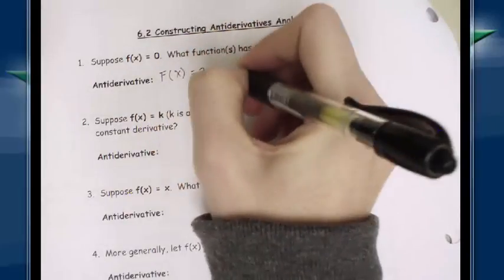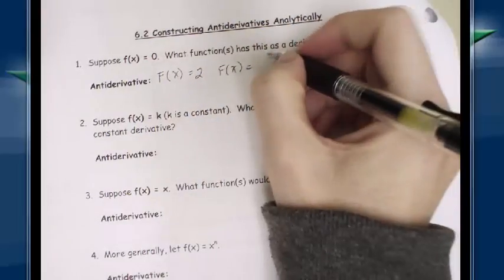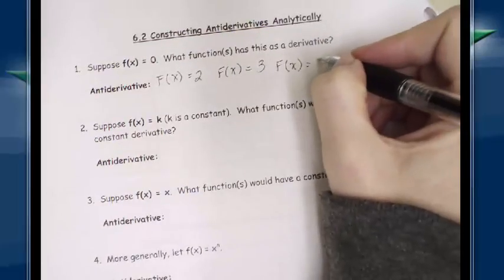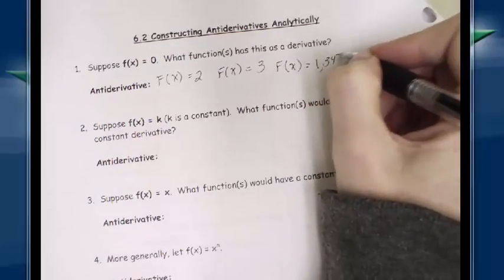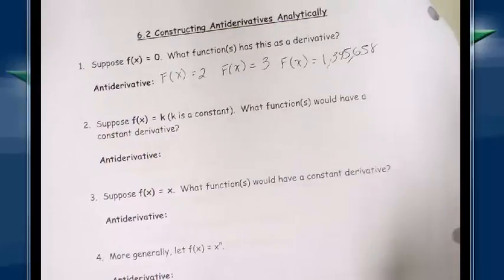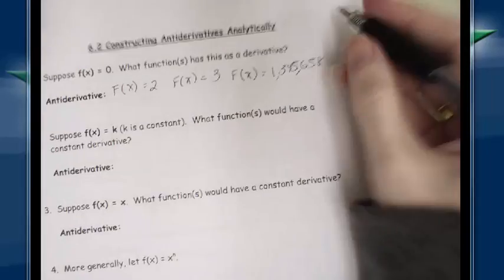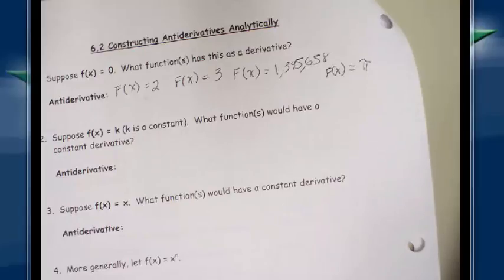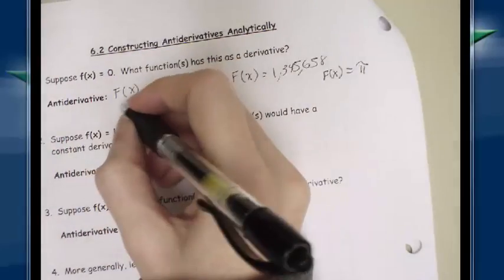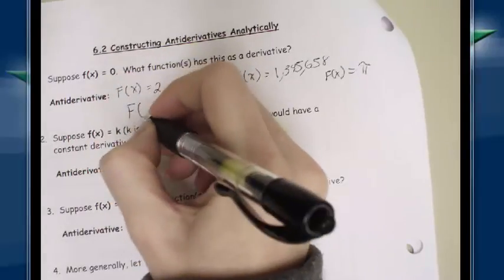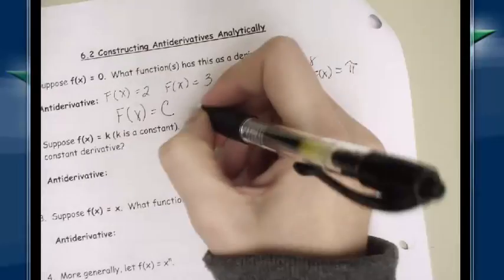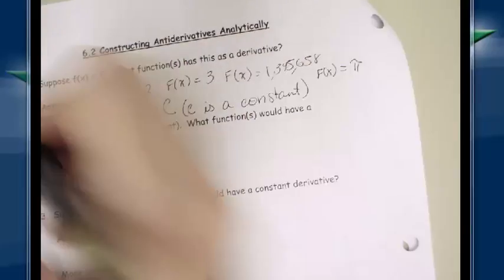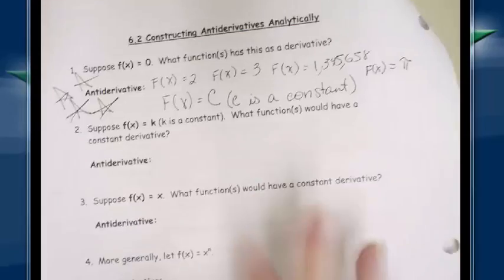The answer, here we go. You could have had 2. You could have taken the derivative of 3. It could have been something crazy, like taking the derivative of 1, 3, 4, 5, 6, 7, 8. The derivative of that would be 0. And let's just talk about it: f of x, let's say I had pi. The derivative of pi, because pi as a number, is 0. So what you're looking for here is that if you have an answer of 0, the original form was some constant.